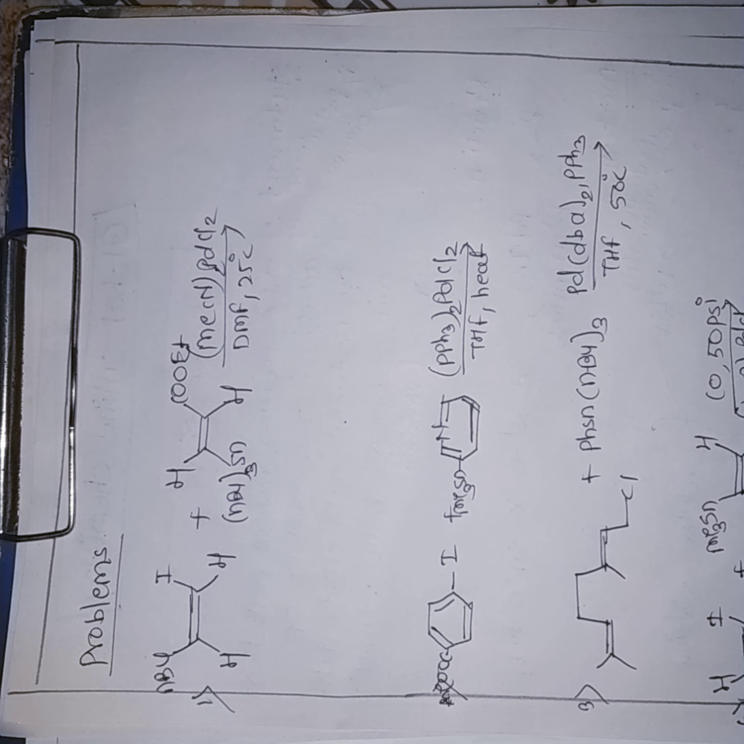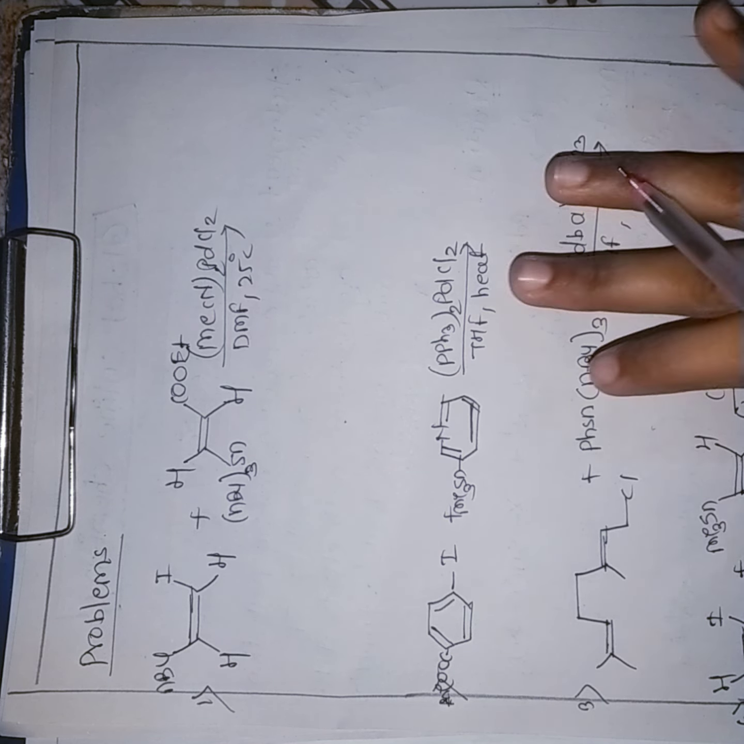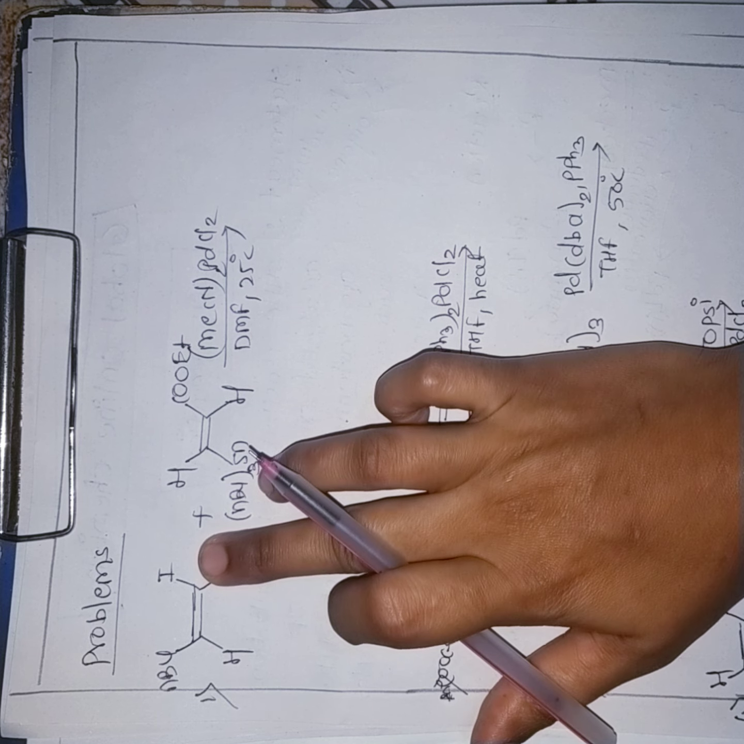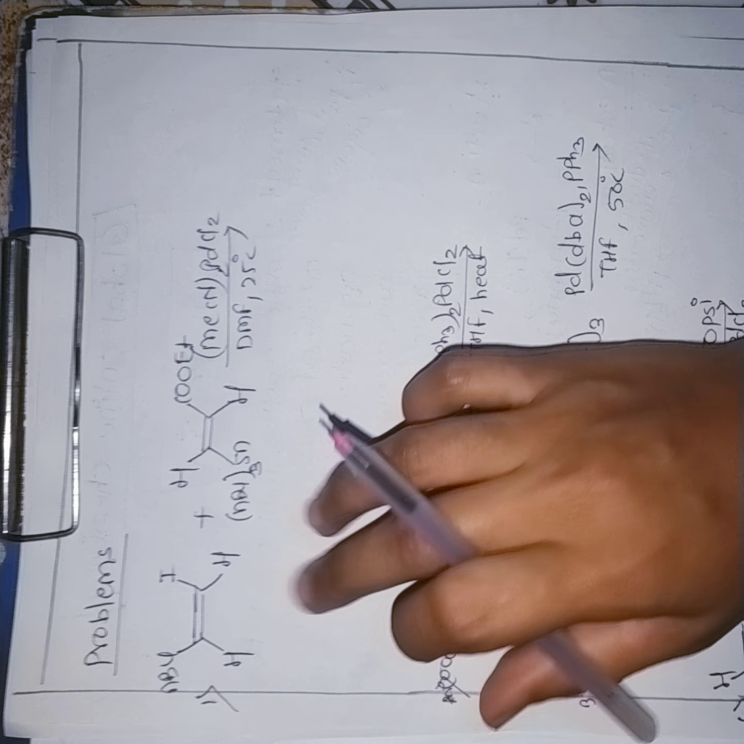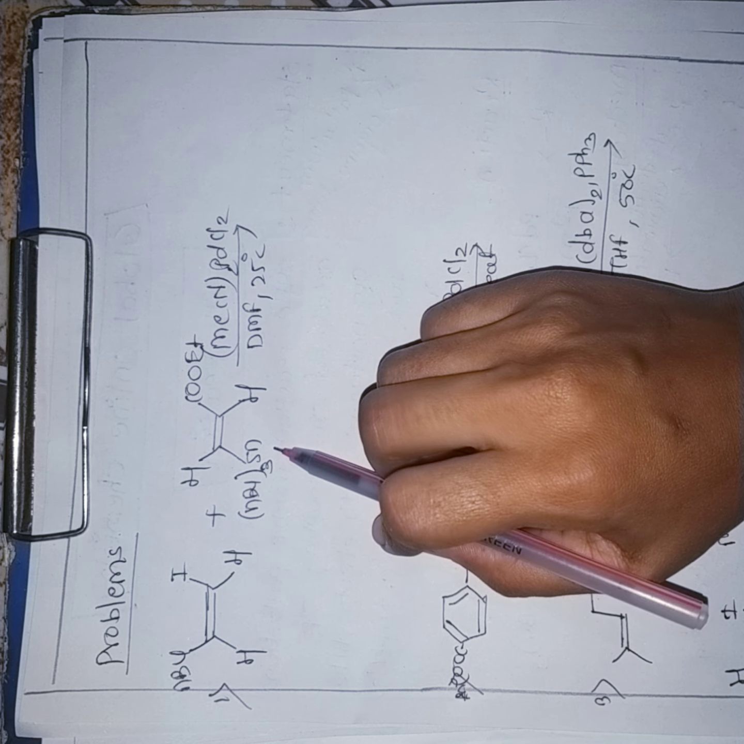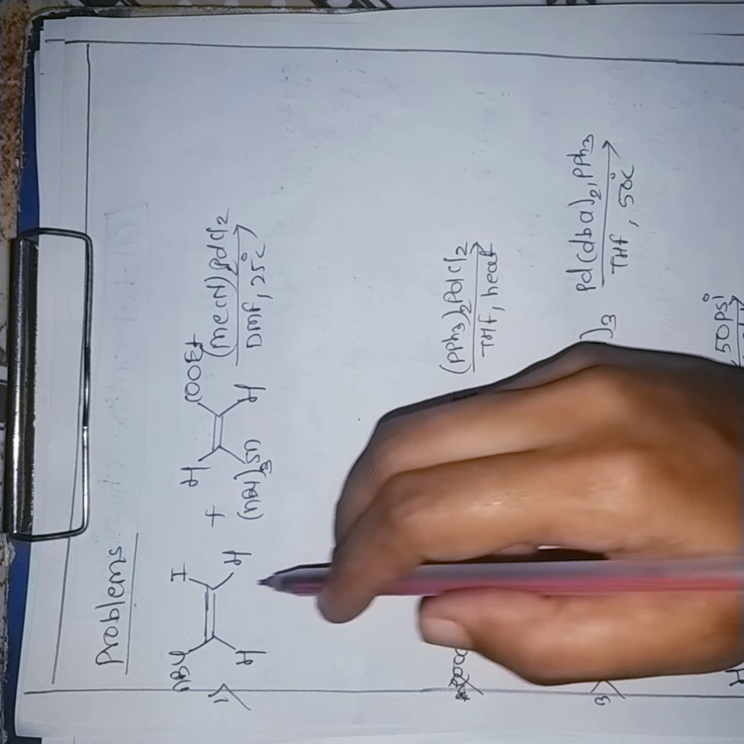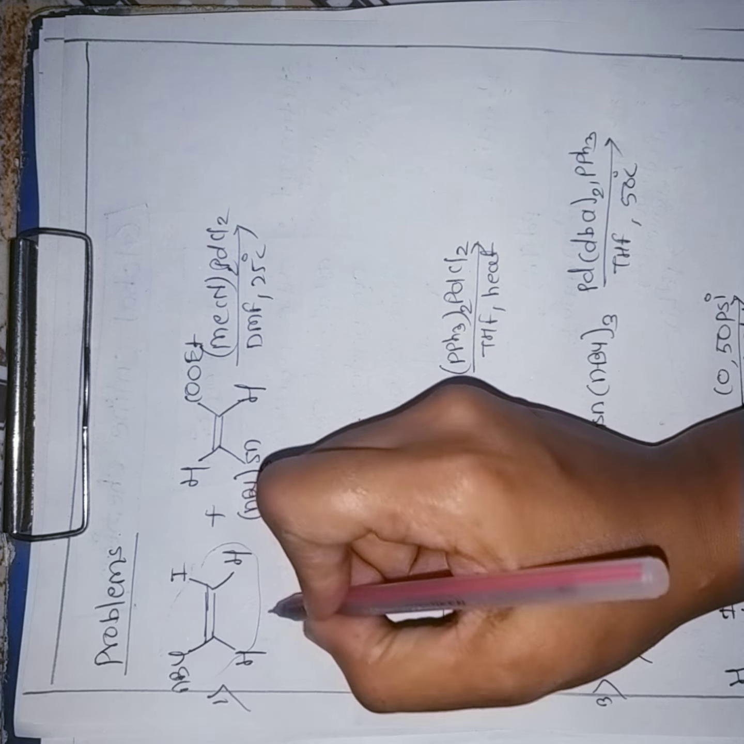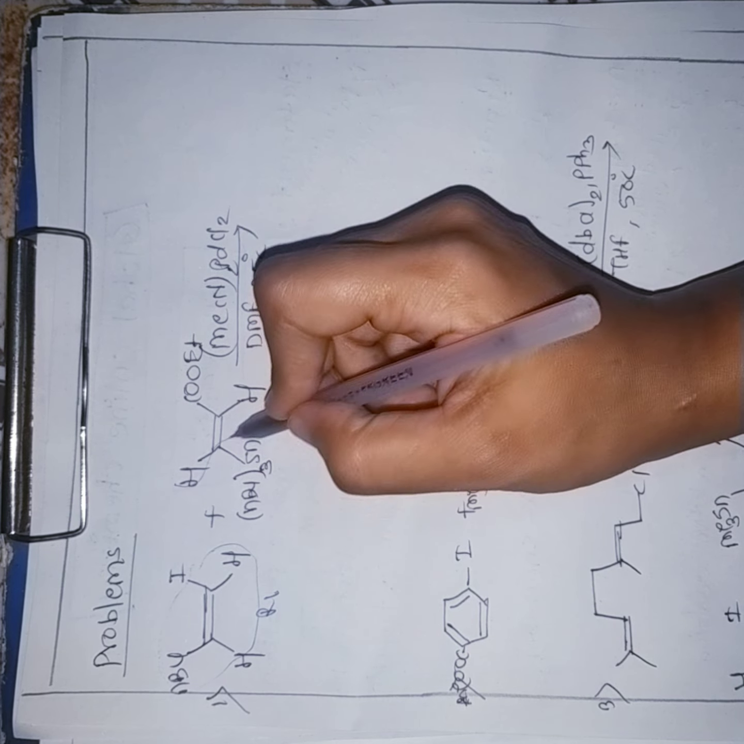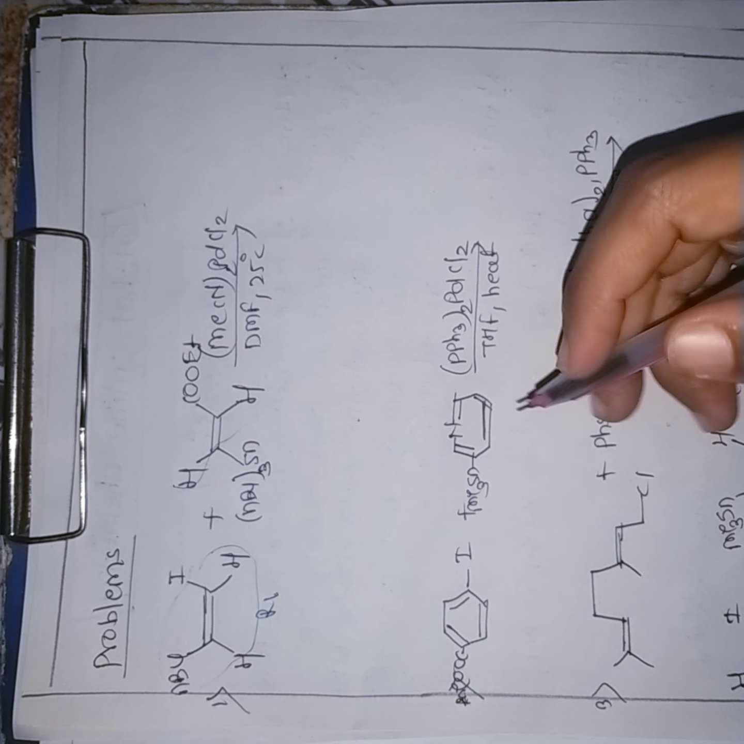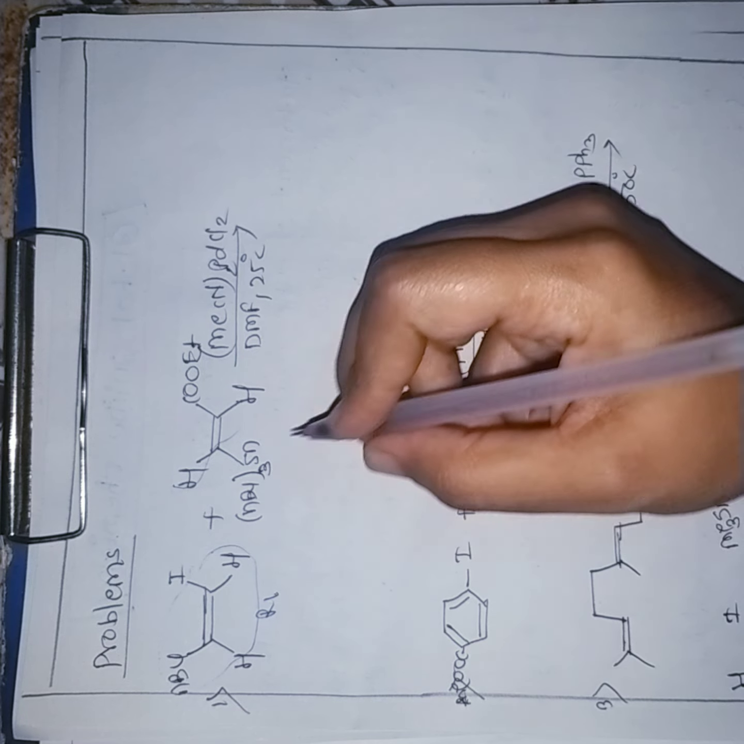Now let's see problems, how to solve problems of the Stille reaction. Now observe what they have given. We have an alkene attached with a leaving group, which is one of the halides, and this is an organostannane compound, and we have to form a carbon-carbon single bond between R1 and R2. Consider this is our R1 group and this is our R2 group. Now what is our duty? Our duty is to form a carbon-carbon single bond between R1 and R2.